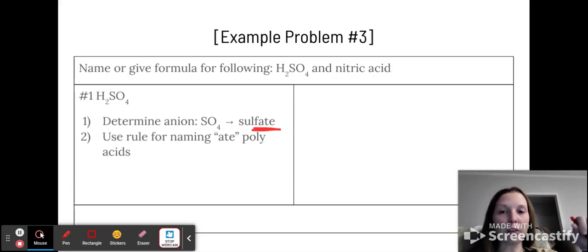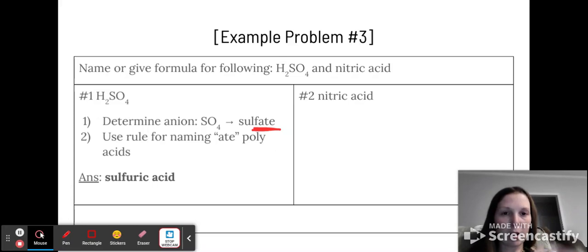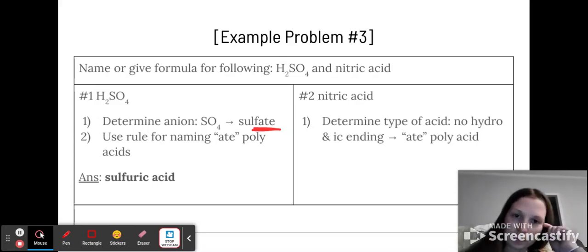So then we use the rules for naming the ate polyions, which means we're going to take that sulfate and turn it into sulfuric acid. No hydro. So now let's try to name nitric acid.